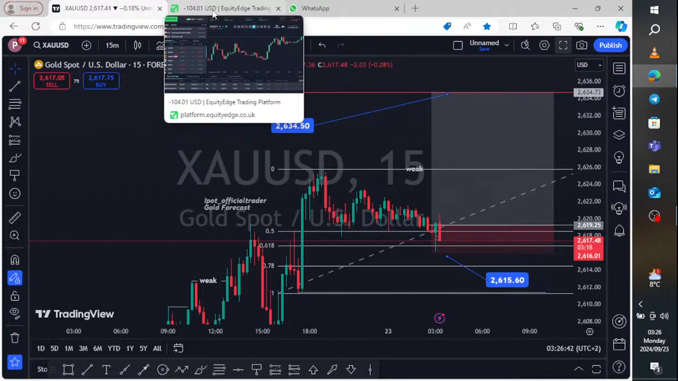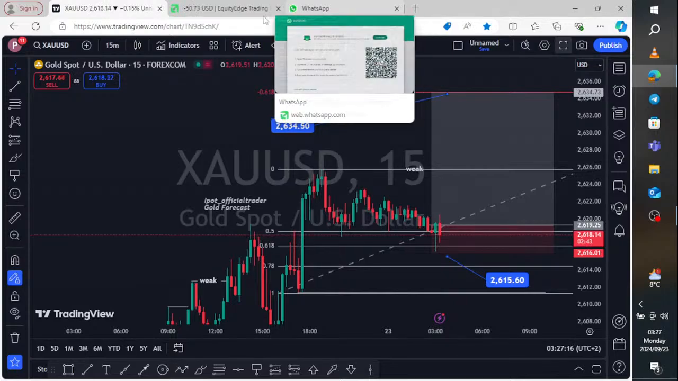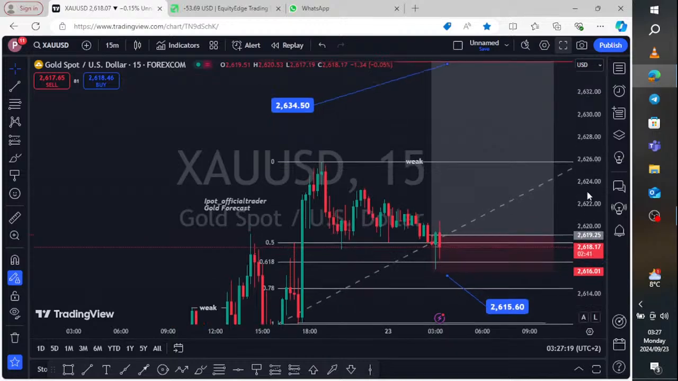When it reaches the stop out area, I'll definitely be taking my loss. 26, then 26.34, 26.34, 50, 24.64. Damn. Okay.